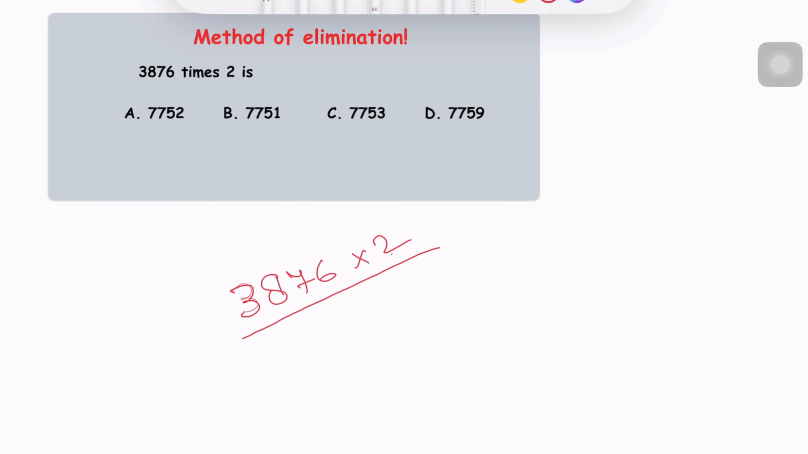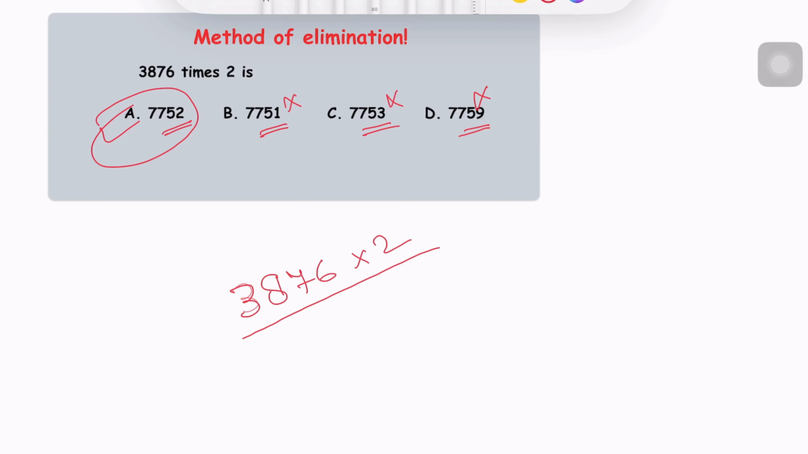So 2 is an even number and 6 is an even number. So any number when we multiply with an even number, we will always get the answer even. So let's check the options. This has 9 in the end, this is odd, 3 odd, 1 odd. This is an even number, the only option. So this can't be, this can't be, this can't be. So this is the answer based on method of elimination.